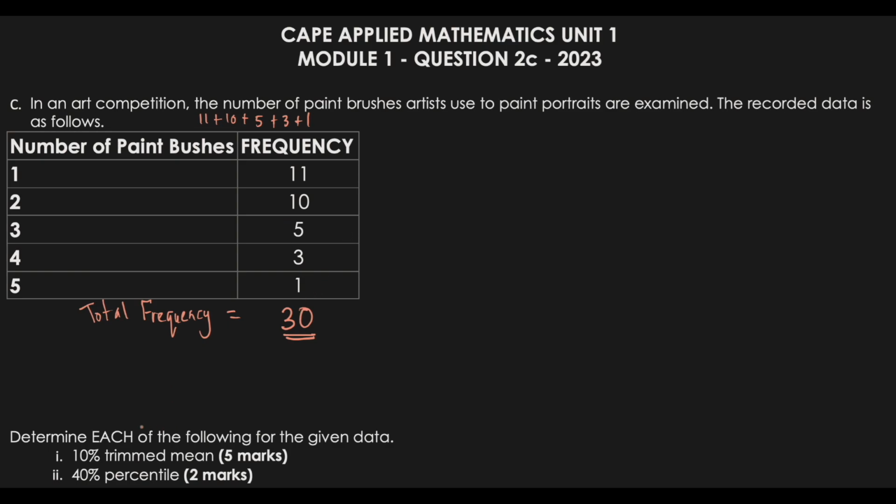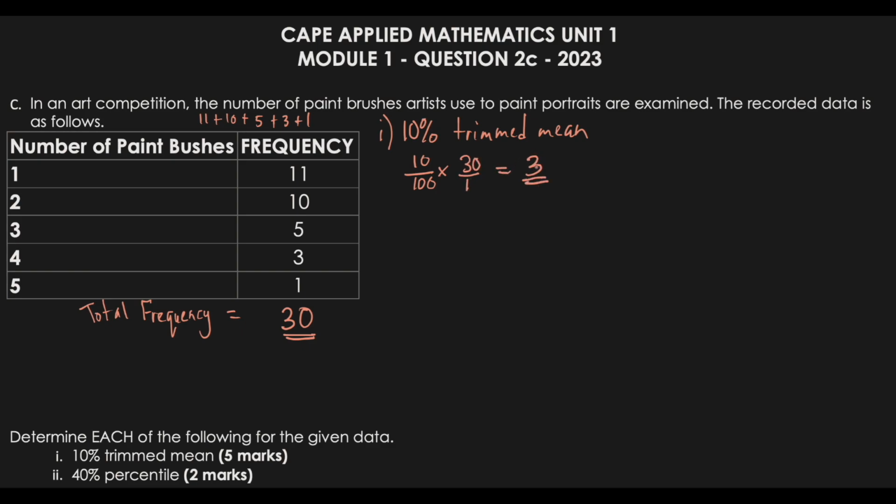All right. Now, it says 10% trim mean. Let's work on a 10% trimmed mean. So when we're doing a trimmed mean, if this is telling us the trim mean, we need to find 10% of this overall value. So it's going to be 10 over 100, which is 10%. This represents 10% of 30. So 10% of 30 is actually 3.